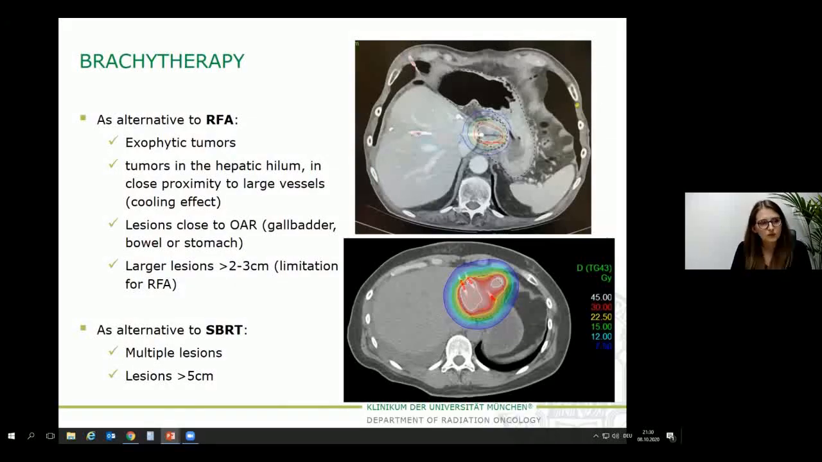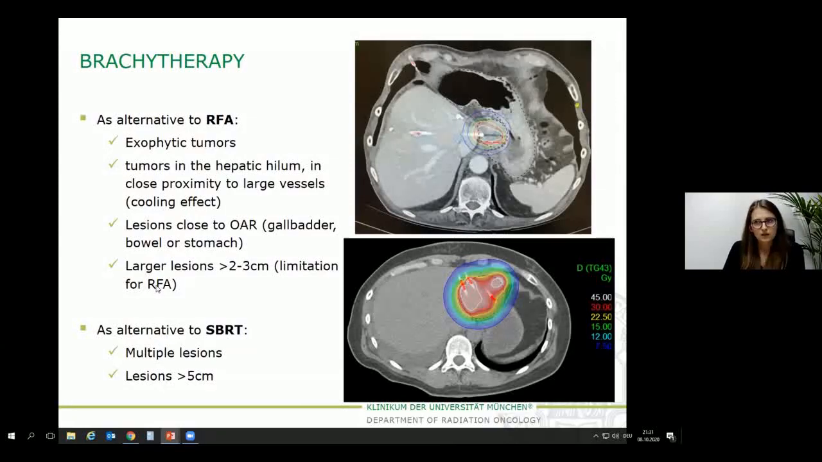So when do we decide to give an RFA or a brachytherapy? Usually we prefer brachytherapy over RFA, especially in exophytic tumors which are not very nice and round, in tumors in the hilum, and also in tumors which are close to large vessels, because as you know, in RFA, you can have a cooling effect, and in brachytherapy, that's no problem for us. Brachytherapy is also better close to organs at risk, as you can see in the upper image. That was a lymph node close to the stomach, or if the lesion is close to the bowel, or other organs like colon or heart, and also in lesions which are larger than 2 to 3 centimeters.